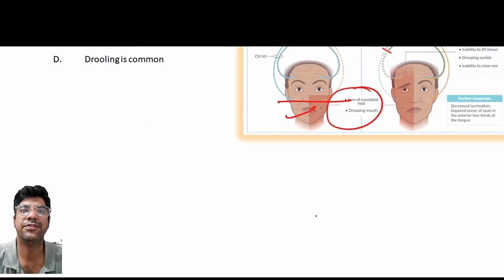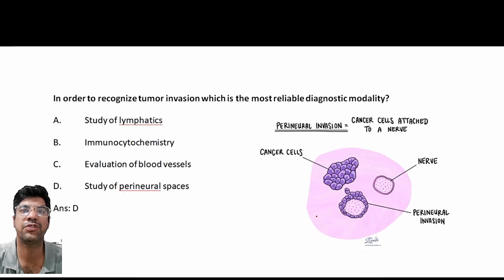In order to recognize tumor invasion, which of the following is the most reliable diagnostic modality? The study of the perineural spaces is the most reliable diagnostic modality to recognize tumor invasion along the nerves. So perineural invasion is the most reliable one. These tumors can infiltrate the nerves and follow their paths without significantly disrupting the surrounding tissues.